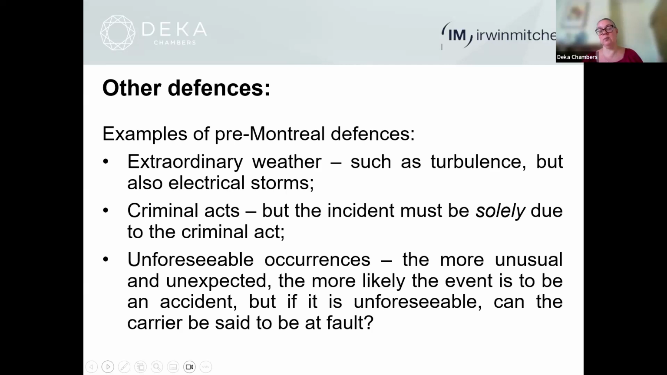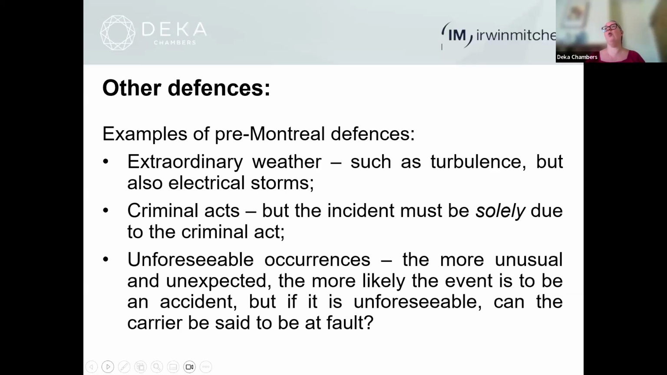Certainly not under English domestic notions of negligence or wrongful act. So I think foreseeability is really going to come into focus when you're looking at those defences much more than it would come into focus in relation to Article 17. So yes, I think it is possible to make out these defences.